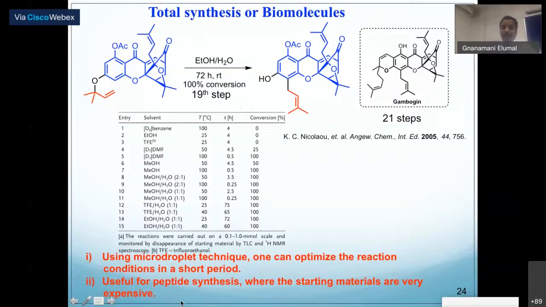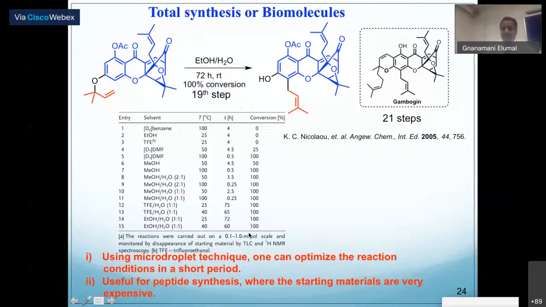So using microdroplet chemistry, we can make potential drug analogs. For example, if we know from an SAR study that one of the functional groups is useful for biological studies, using microdroplet chemistry we can make microgram-level quantities of various analogs in a few minutes. So that's a major advantage of our technique.